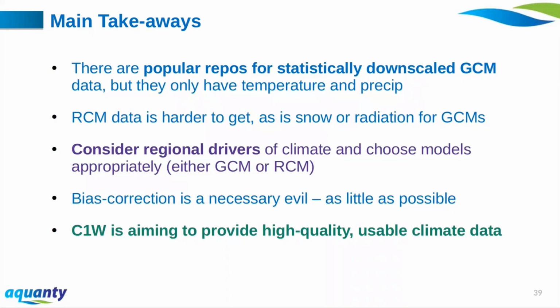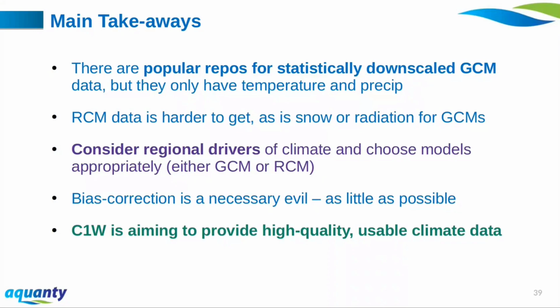Same is true for regional climate models. Usually you have to go to the output directly, to the model output. When you're designing a study, and we will talk more about this now in the last section, really consider your regional drivers of the climate, and this will determine whether you can use a GCM or an RCM. It's something where you just have to understand your region and what is important, and this is a judgment call you'll have to make as a modeler.